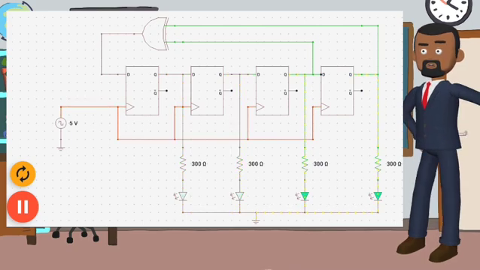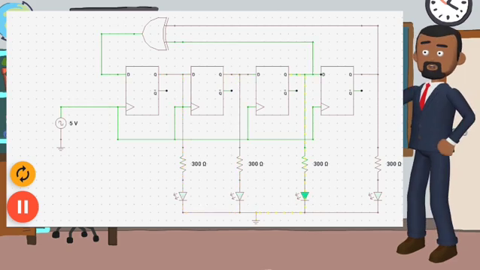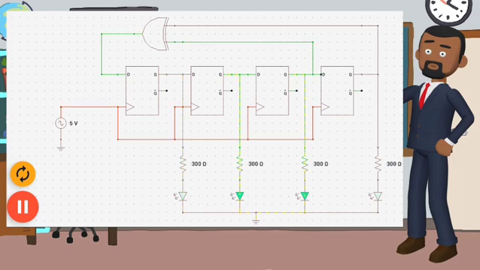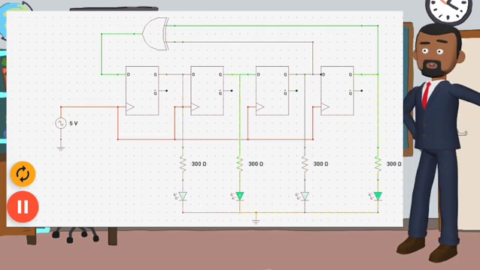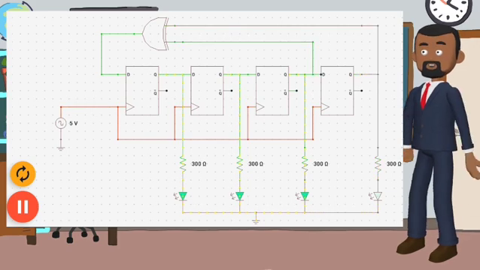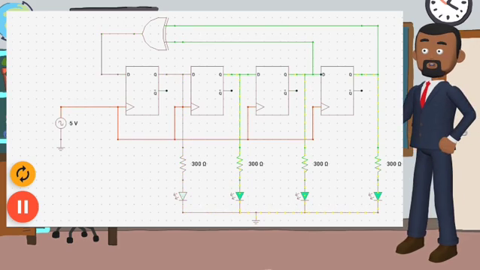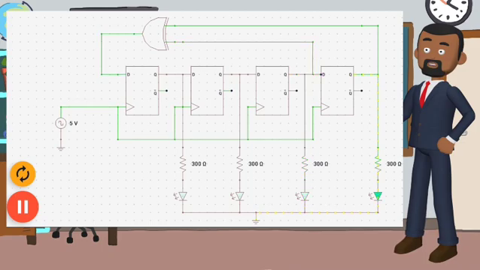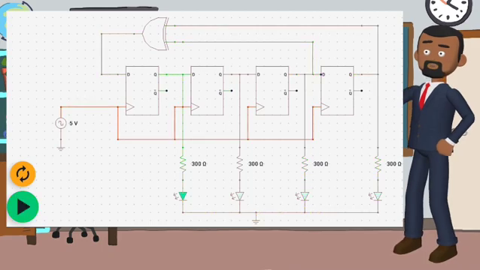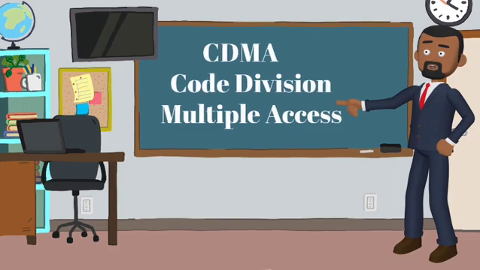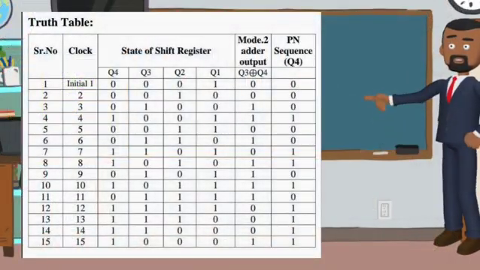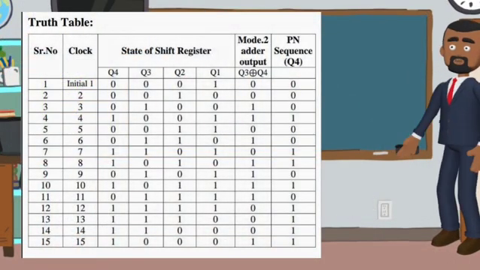Some of these flip-flop outputs are tapped and fed into an XOR gate. The output of the XOR gate is then fed back into the input of the first flip-flop. With each clock pulse, the bits shift, and the XOR logic creates the next bit of the sequence. This produces a long sequence of binary values, the PN sequence, which is very useful in applications like CDMA and error detection. Now let's look at the truth table of our PN sequence generator.